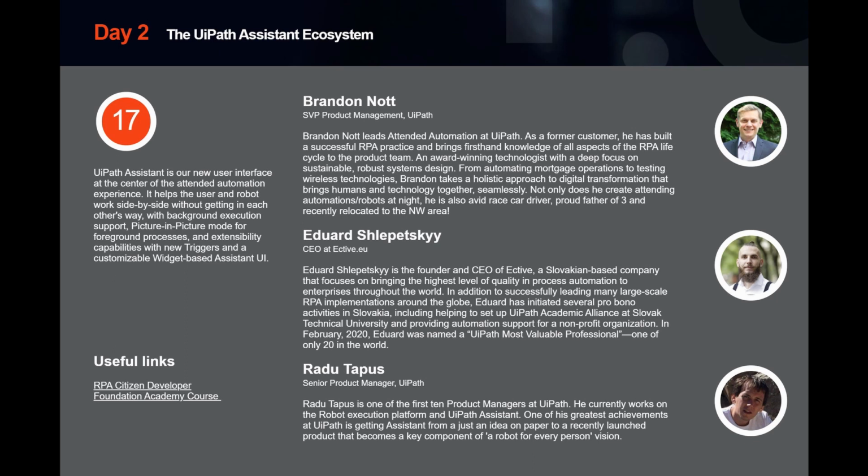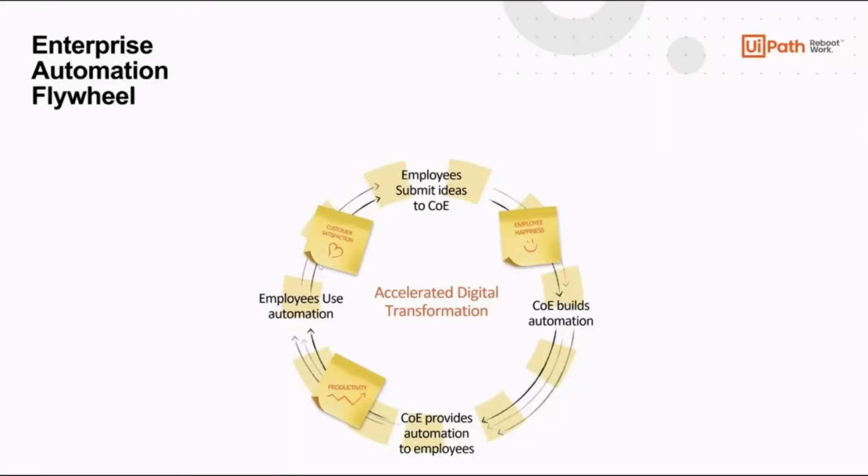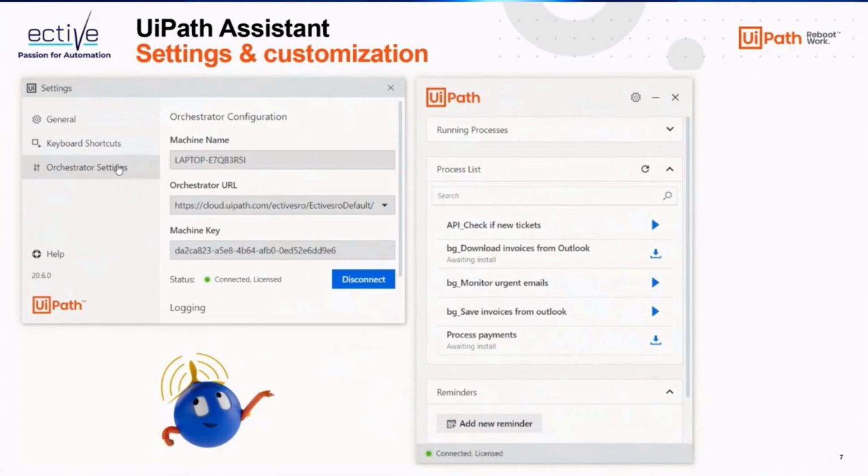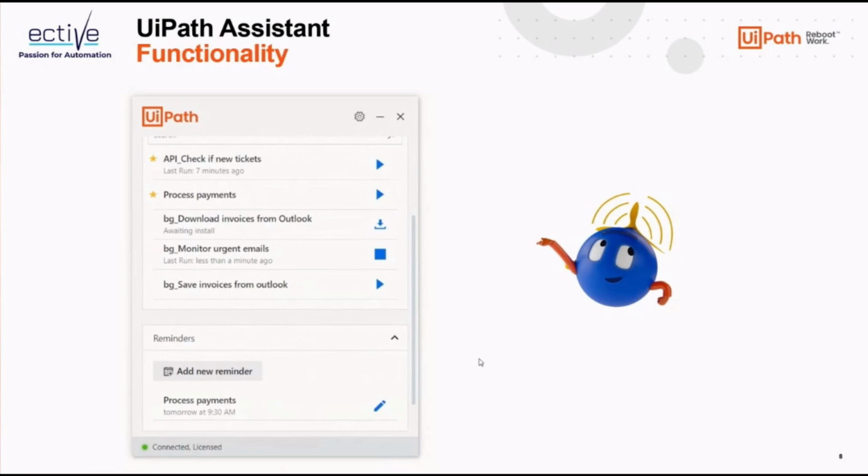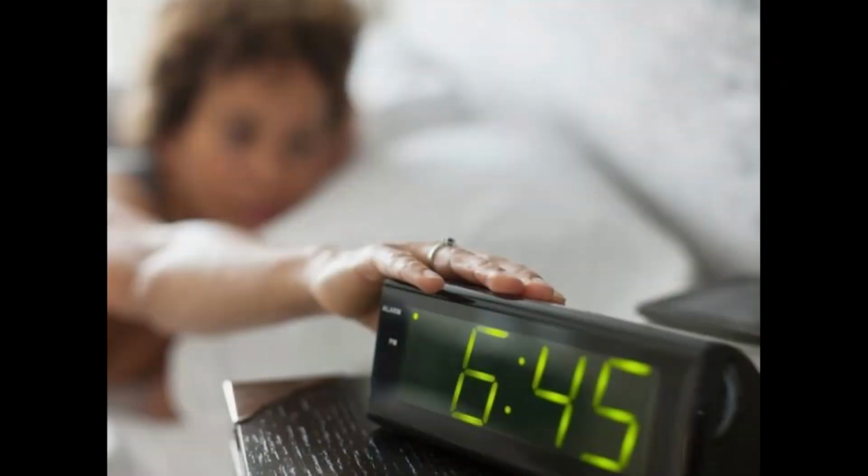The UiPath Assistant ecosystem. The video starts with describing the inception and takeoff of RPA in an enterprise, with Center of Excellence feeding automations to users and users coming back and asking for more use cases and starting a flywheel between the different departments. The session continues with a quick assistant customization and functionality demo. A nice one is to create reminders to not forget to trigger some of the processes with a snooze function.